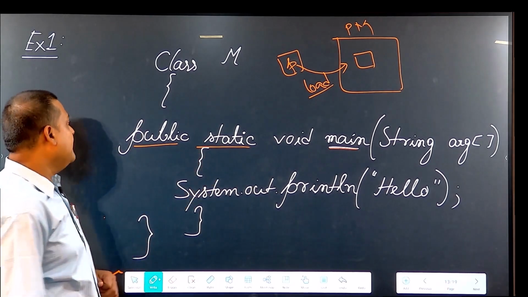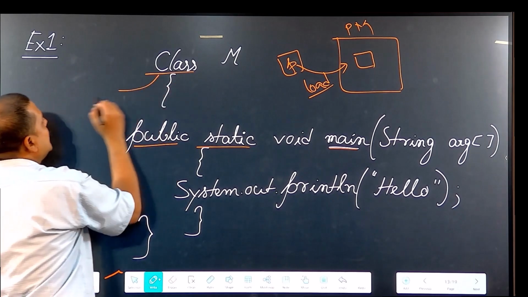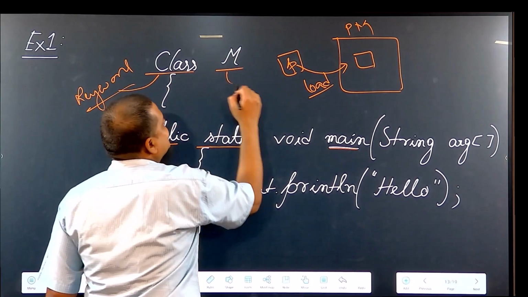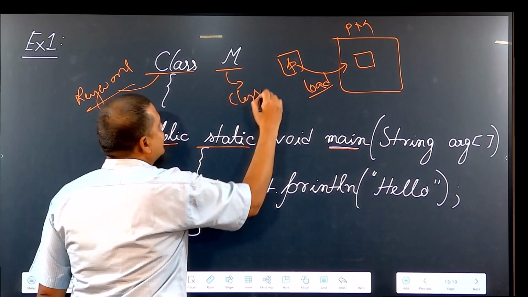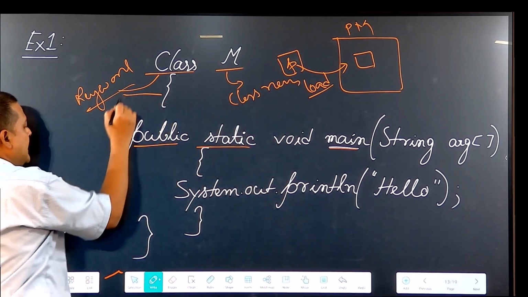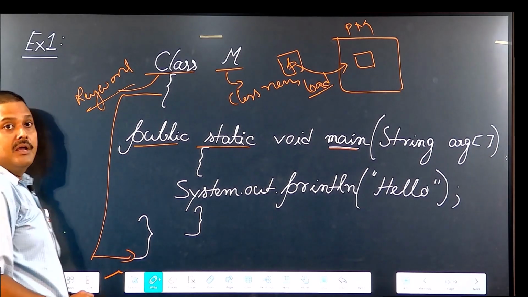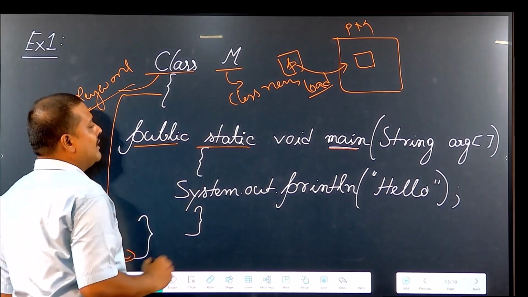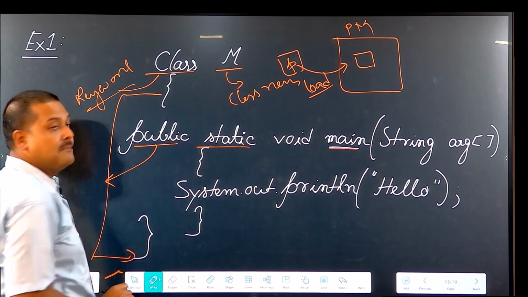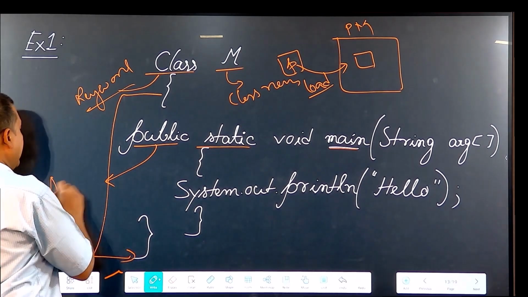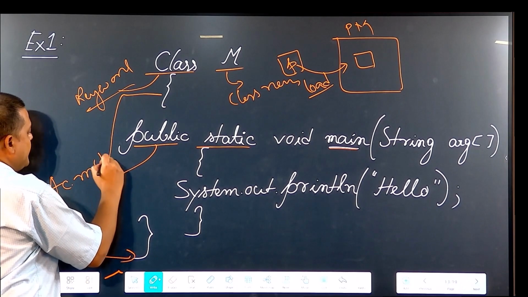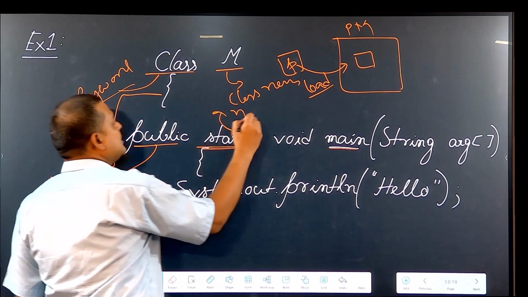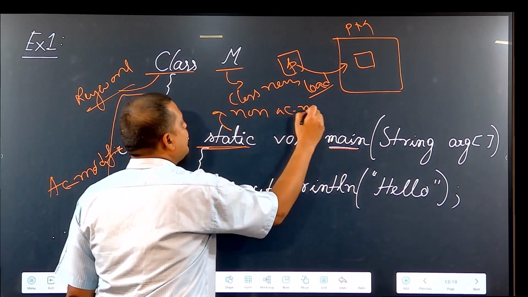As we know, this is a keyword, this is a class name, and this is the block boundary of class M. Then here is one member only. This public is called an access modifier, and this is called a non-access modifier.